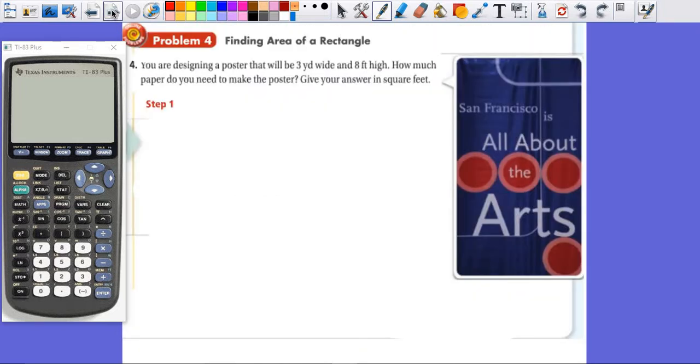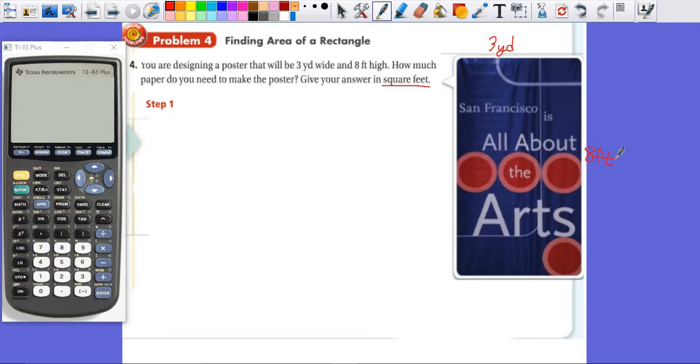All right, for the next question, it says you are designing a poster that will be 3 yards wide by 8 feet high. How much paper do you need to make the poster? So they're asking for this in square feet, which should tell you, 1, we need to convert everything to make sure it's in feet. 2, we're also doing area. So let's draw, I'll use the same rectangle that's over there. They know that this part is going to be 3 yards, and they know that this part is going to be 8 feet. So the problem is we can't find an area unless they're both in the same unit.